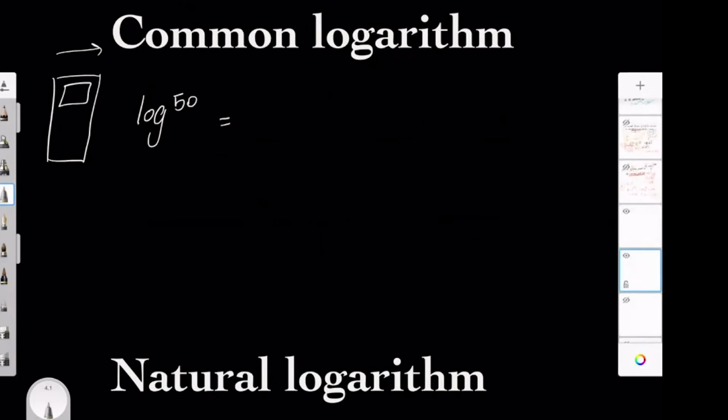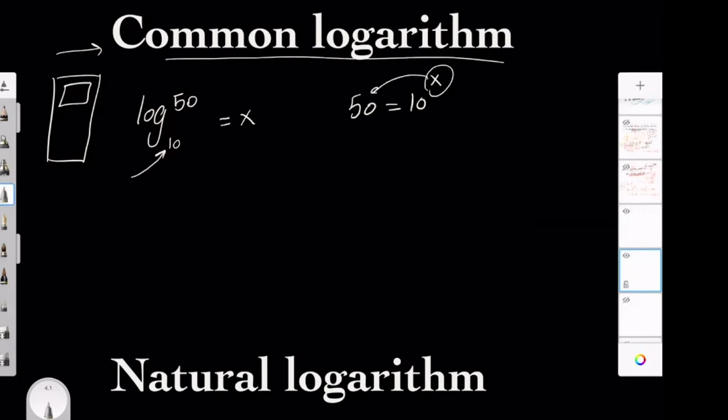Probably a very advanced calculator, if it's brand new, very up-to-date, might ask you what is the base, but most calculators don't have the base. That means this base is 10. If you don't see a base, that means base is 10, and they call it common logarithm. So what is log of 50 base 10? You need to use a calculator. If you put this one x, you cannot say 50 equal 10 to the power x. 10 to the power what number is 50? We are not able to do it by hand. It has to be a calculator. So common logarithm, the base is 10.